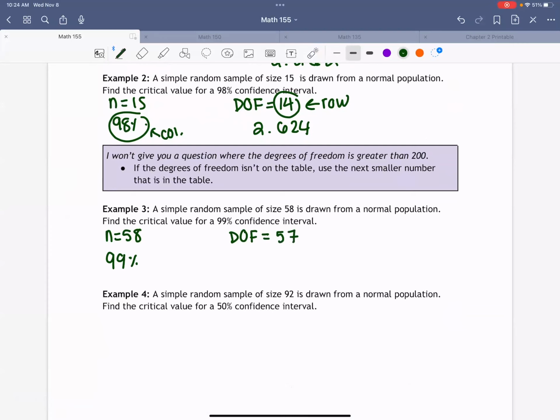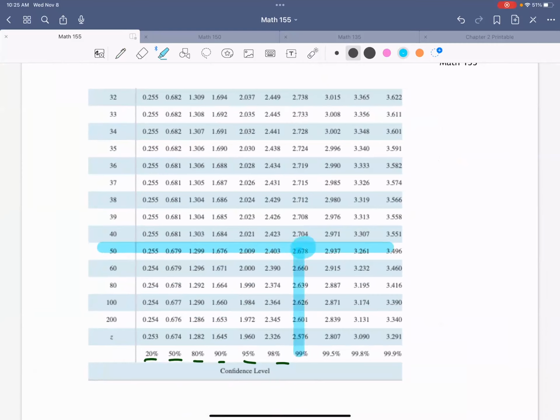And the column for 99, okay? And let's see what happens here. All right, row number 50, column, what did I say, 99? Here we go. Are we getting 2.678? Cool. And that becomes our critical value. All right, so CV equals 2.678.